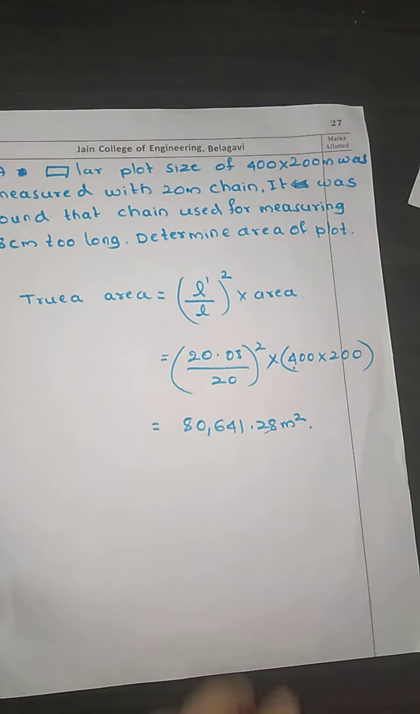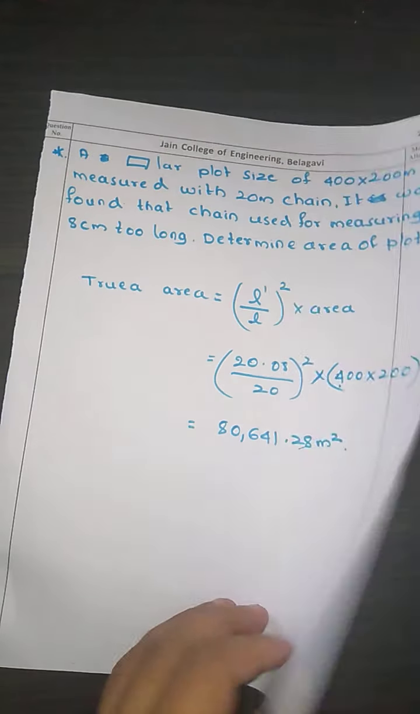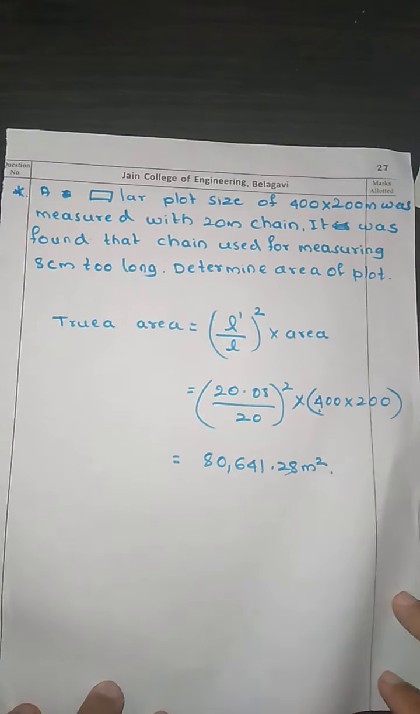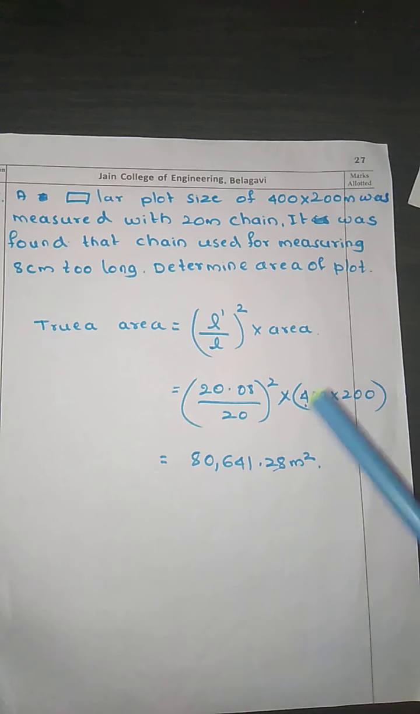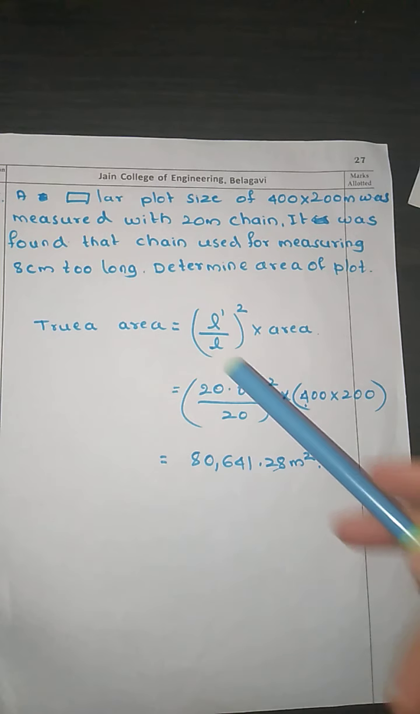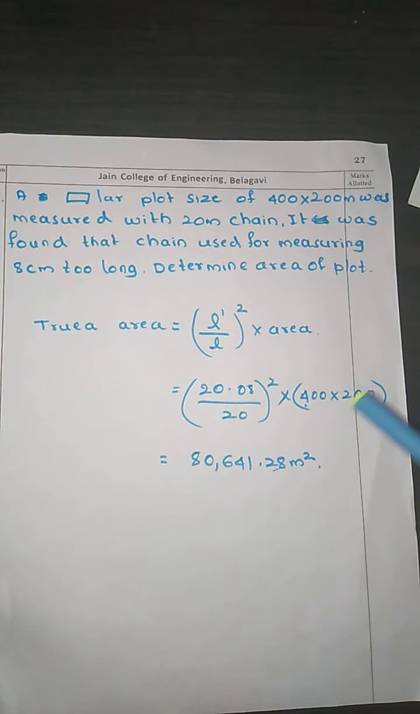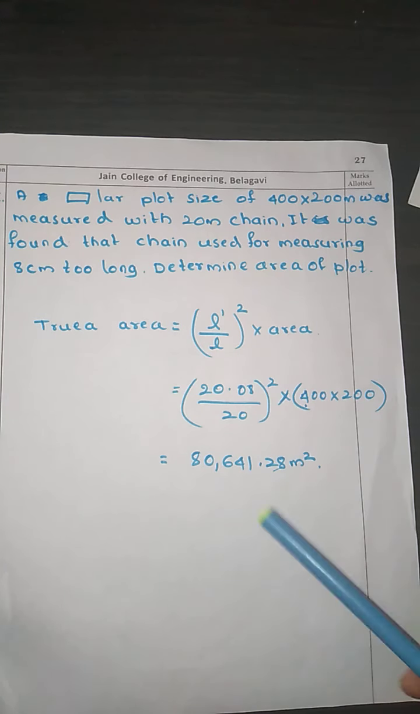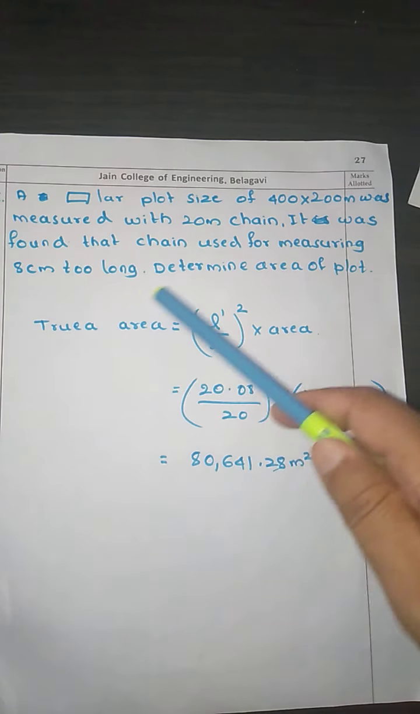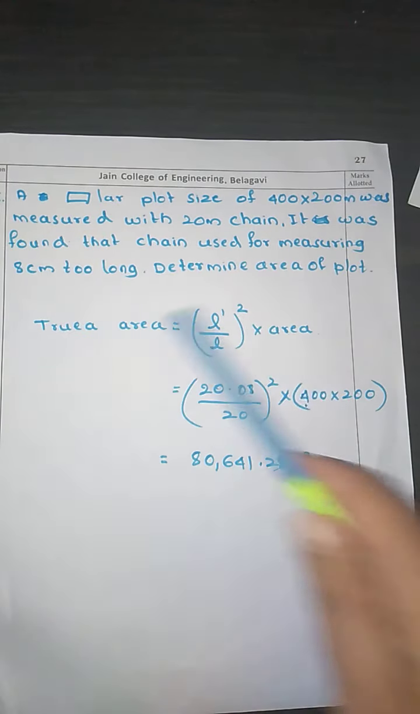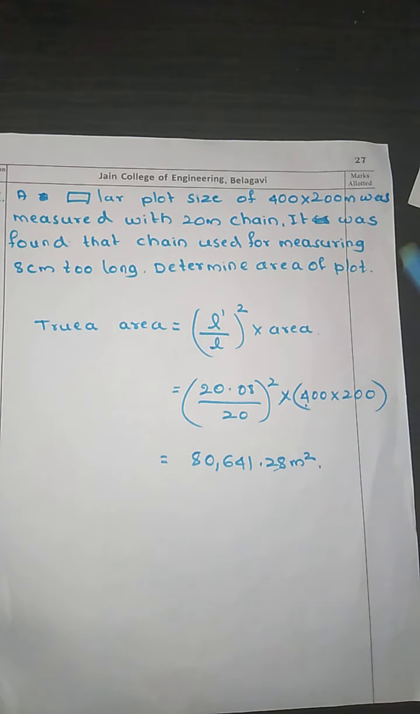Now we will see one more problem related with the area. The formula is faulty length of the chain divided by true length, the whole square, into the area. A rectangular plot of size 400 into 200 meter was measured with the 20 meter chain. It was found that the chain used for measuring was 8 centimeter too long. That means it is a faulty distance of the chain. Then determine the plot area.